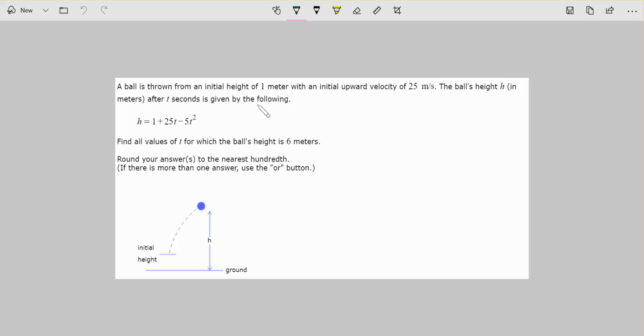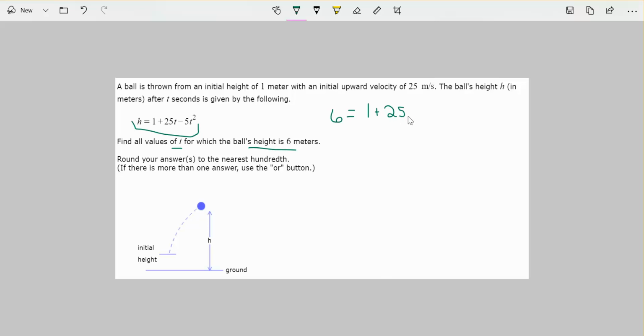Okay, so for this problem, it says a ball is thrown from an initial height of 1 with an upward velocity of 25. And it gives us this equation to use right here. So it says find all the values for t where the ball's height is 6. So if the ball's height is 6, we're going to rewrite this equation as 6 is equal to 1 plus 25t minus 5t squared.